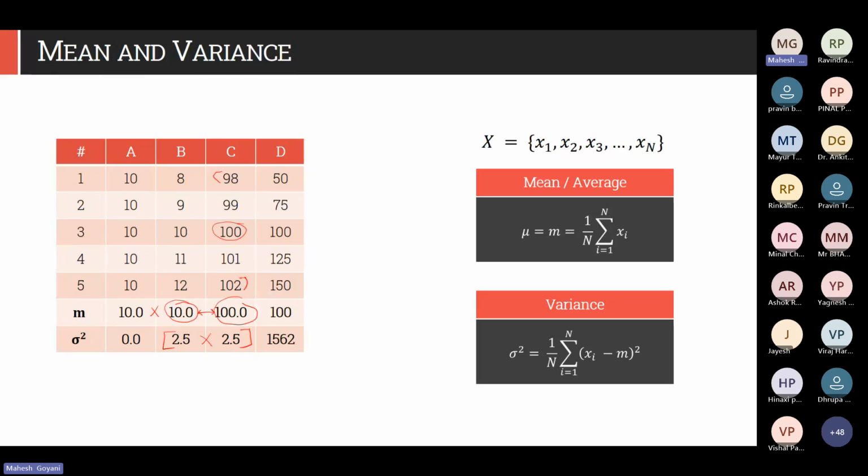Let me take another example. Here it is 50, 75, 100, 125, and 150. This is our data, 5 elements. You see, means here are the same, 100 and 100. But look at the difference in variance, 2.5 to 1562. So now the data is quite far from the mean. So this will tell us about the spread, and this will tell us about the centroid. Right? So these two properties will be useful as we go on.